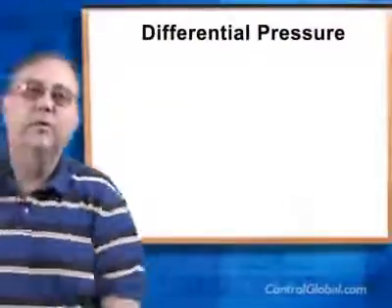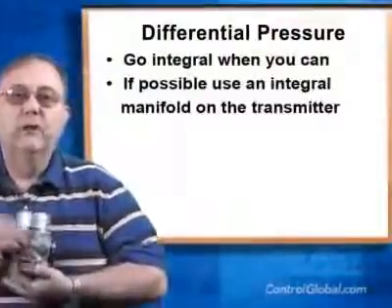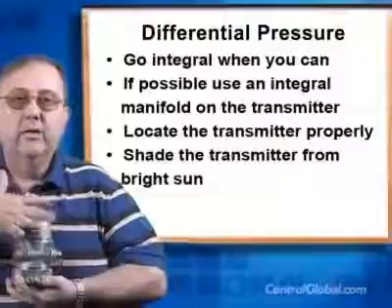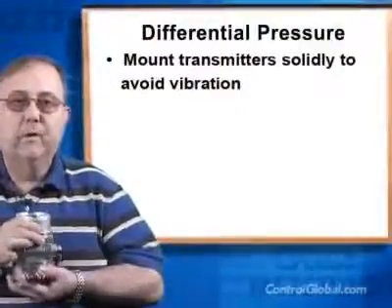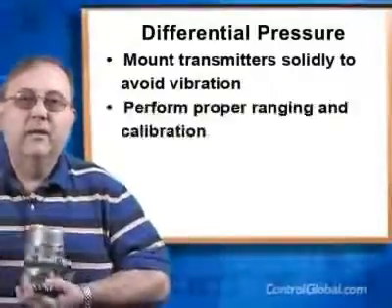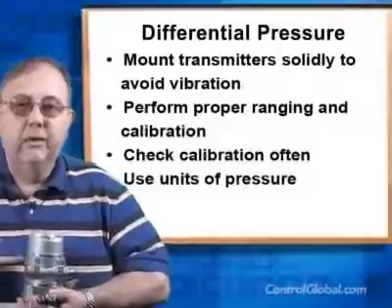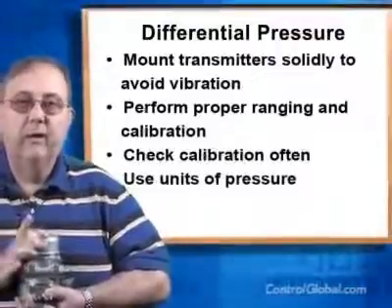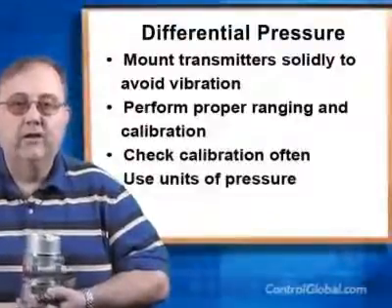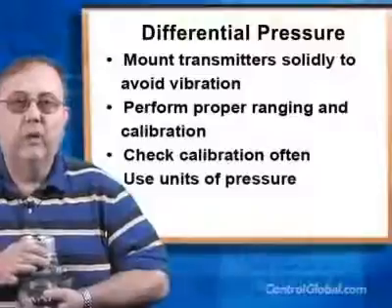Locate the transmitter where ambient conditions are close to normal. In outdoor installations, protect it from bright sun and from freezing or flooding. Transmitters need to be mounted to solid supports because vibration may damage them or cause accuracy shifts or errors. Calibrate the transmitter properly and zero the transmitter in the field. Finally, use differential pressure units that clearly define a pressure such as millibar or kilopascals. Don't use inches of water column or millimeters of water column. And last, be sure to open the valve between the transmitter ports when zeroing the transmitter.